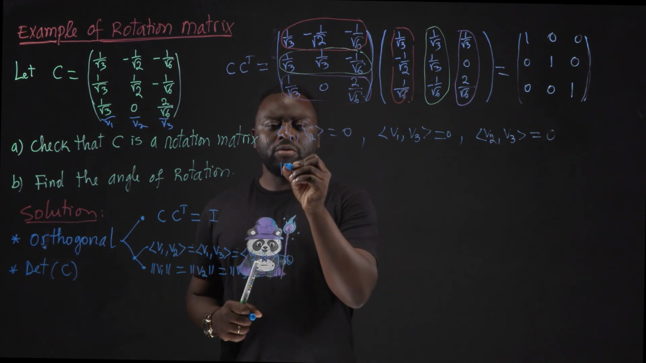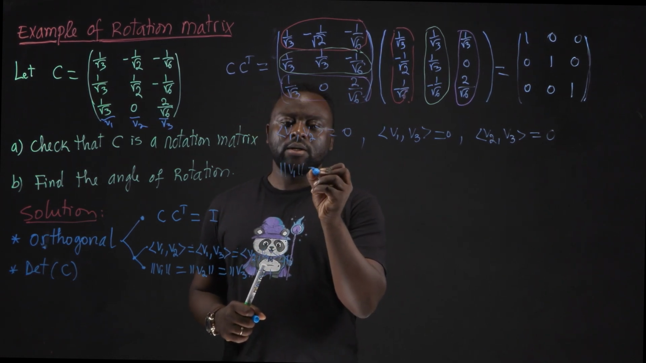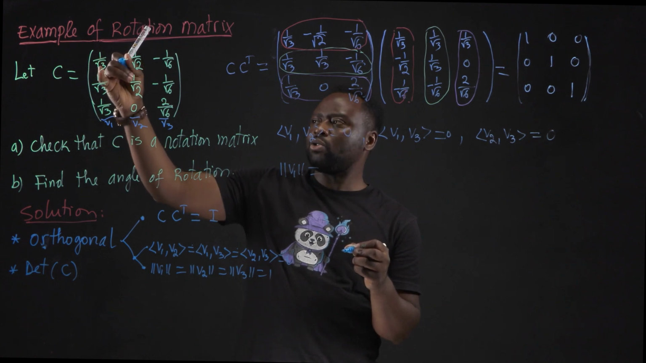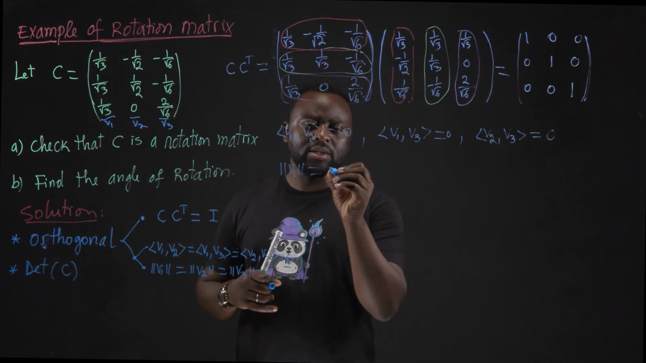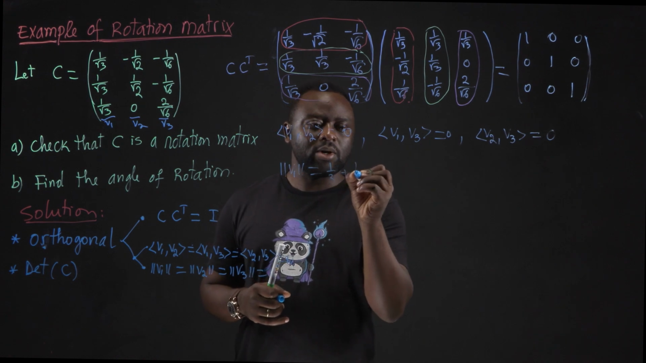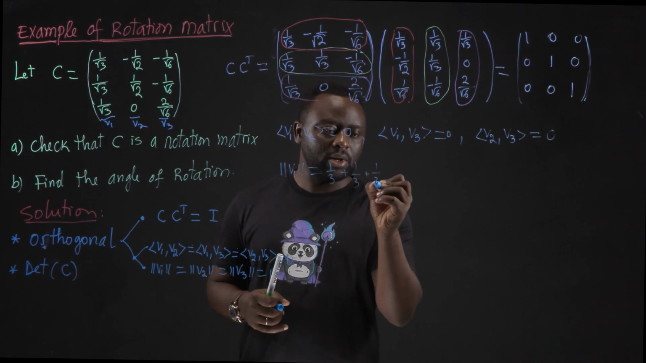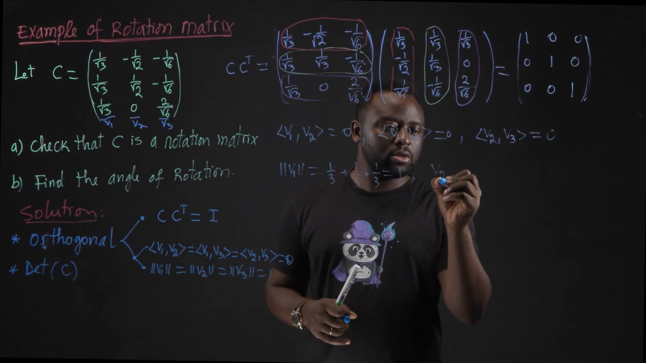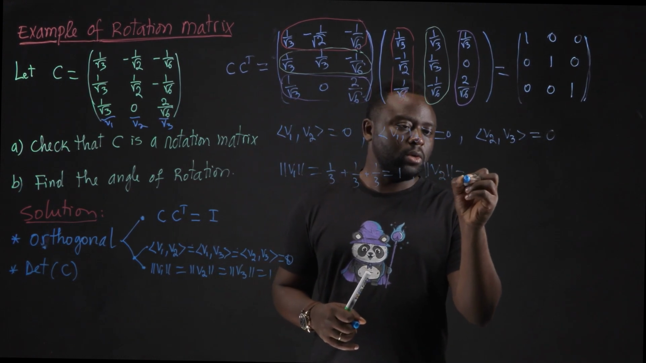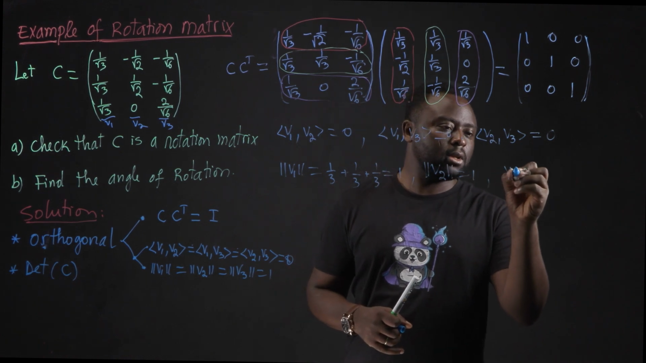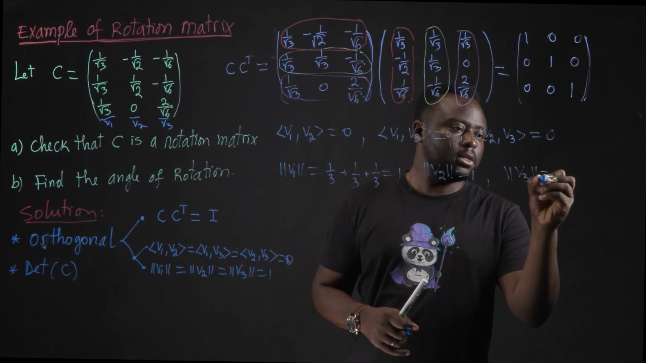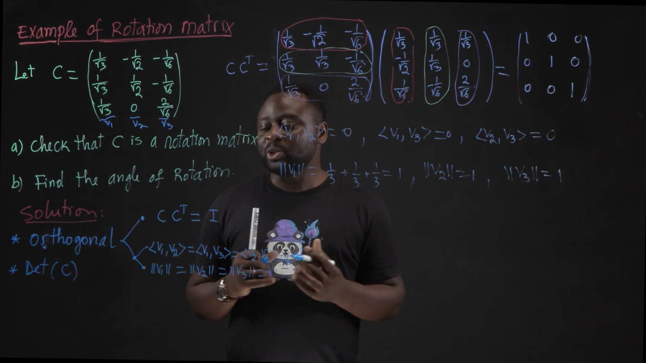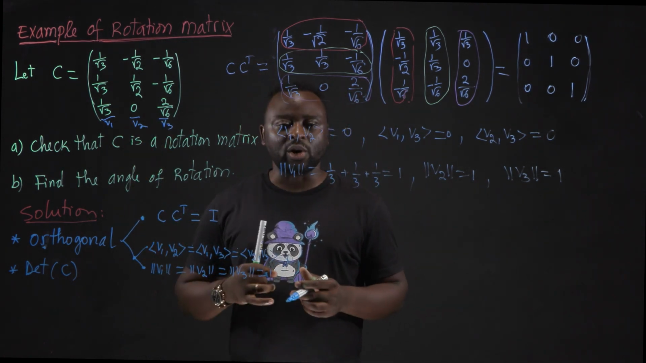So the norm of V1 is 1 over 3 plus 1 over 3 plus 1 over 3. This is 1. You do the same for V2, which will give you 1, and V3 is also 1. All right, we just used two different methods to show that the matrix C is orthogonal.